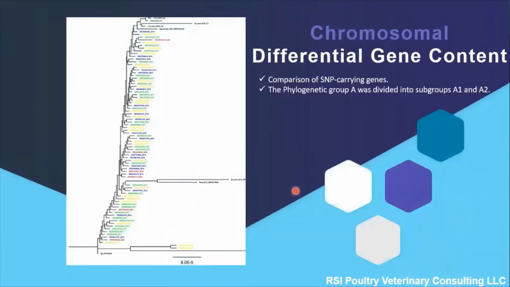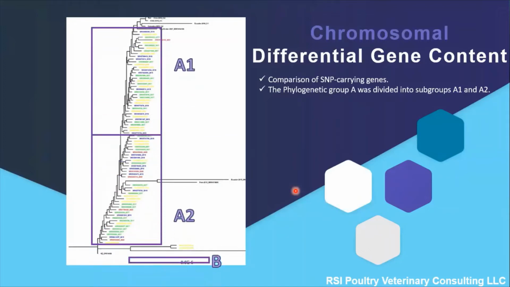Now we move to the analysis of the chromosome gene content. Here, we will roughly compare the SNP carrying genes or genes carrying mutations in the phylogenetic groups 1, 2, and group B.